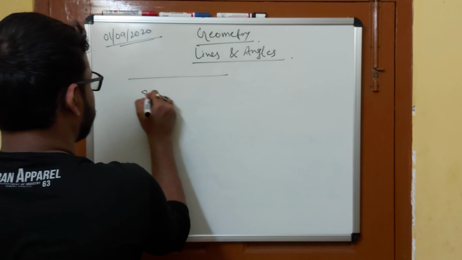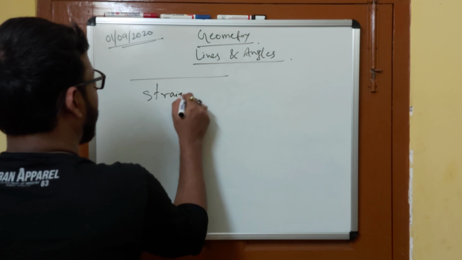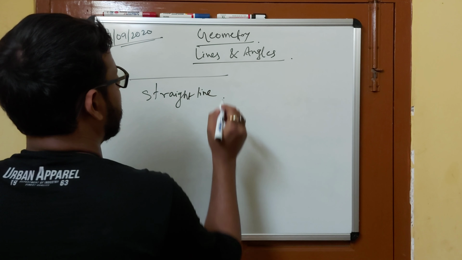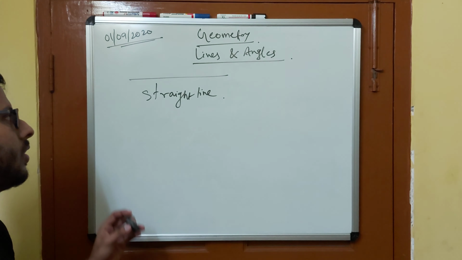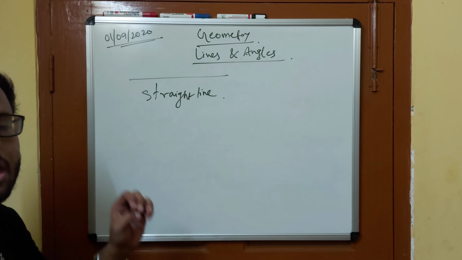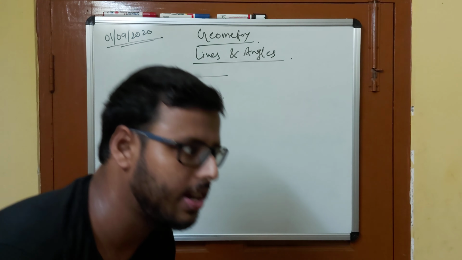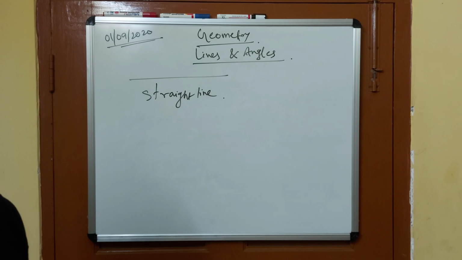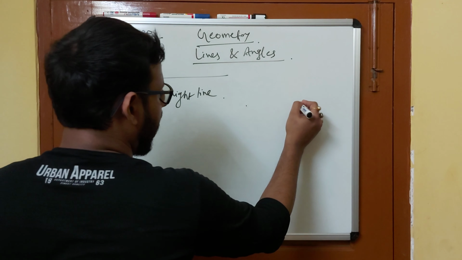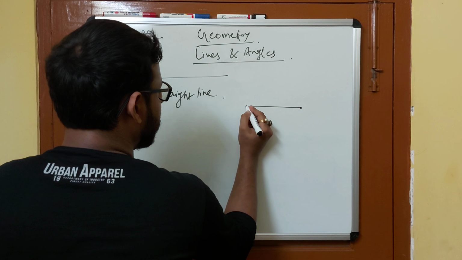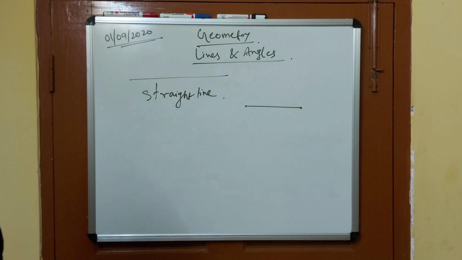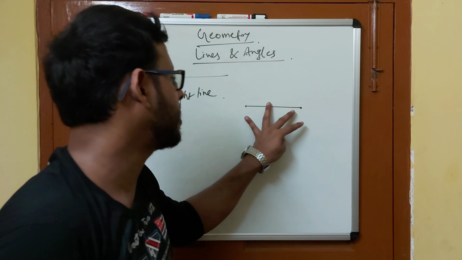straight line, now what is a straight line? A straight line is a line which has minimum 2 points. Means for a straight line to be drawn, we require at least 2 points. Okay, 1 and 2. And the 2 points must be collinear, means the 2 points must lie on the same line.